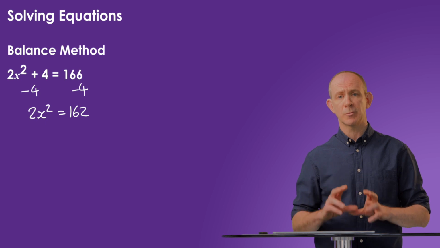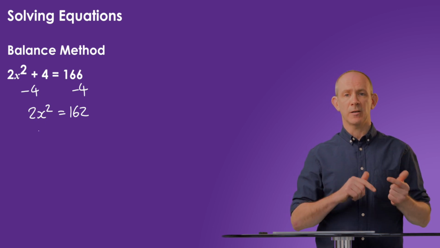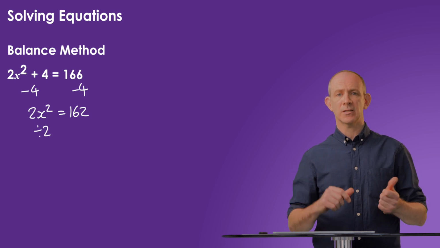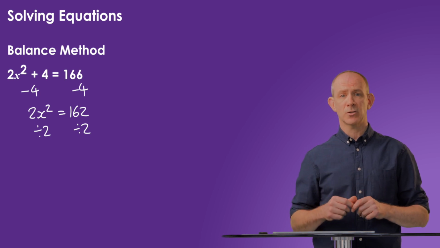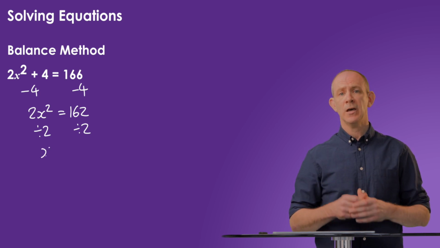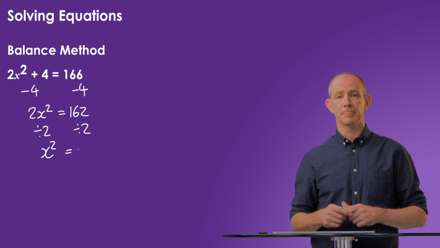Now we're going to undo the multiplication, because we have 2 times x squared, by dividing by 2. And we're going to do that to both sides. So on the left-hand side, we have 2x squared divided by 2, which just gives us x squared. And on the right-hand side, we have 162 divided by 2, which gives us 81.